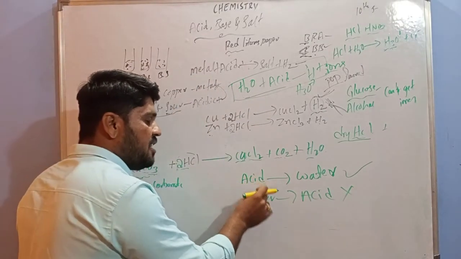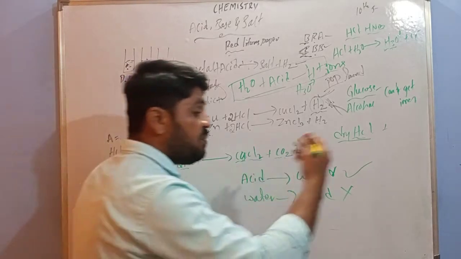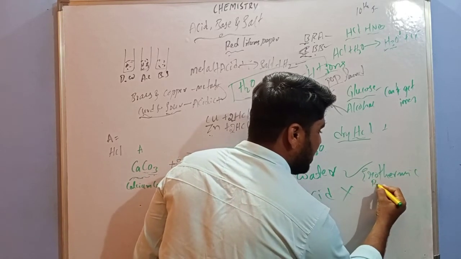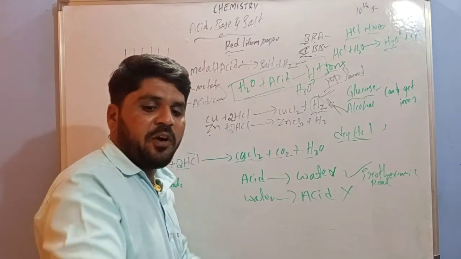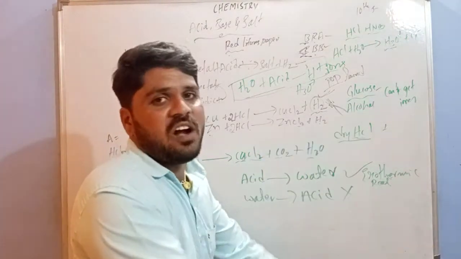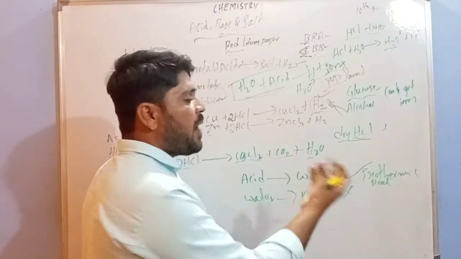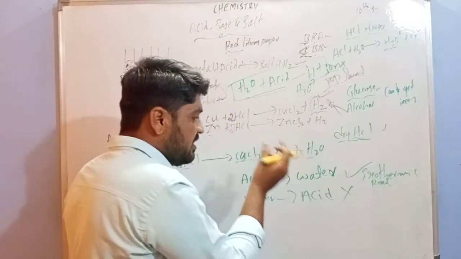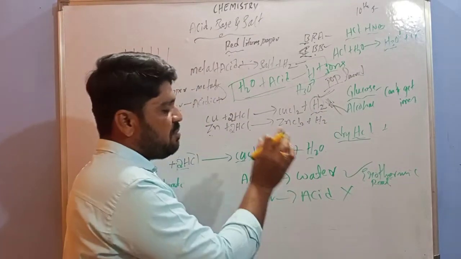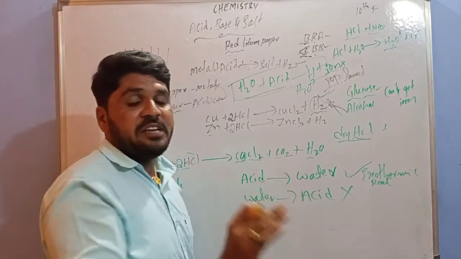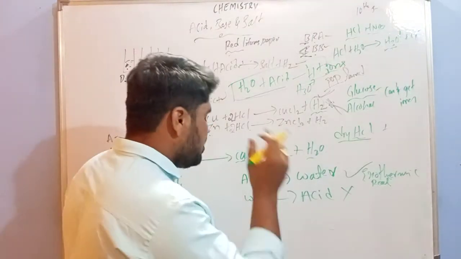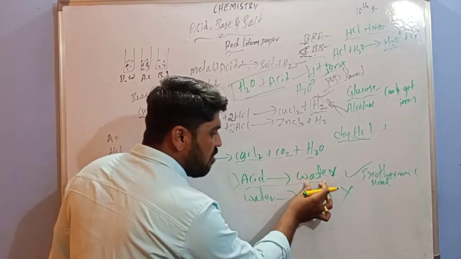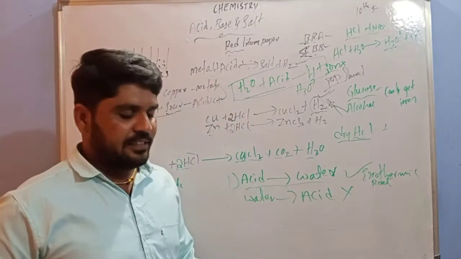Because the addition of acid to water is an exothermic reaction. Exothermic means it releases so much heat. That's why it splashes and can cause burns, and the containers, the beaker of acid or water, may break. That's why you have to follow this method: add acid to water, not water to acid.